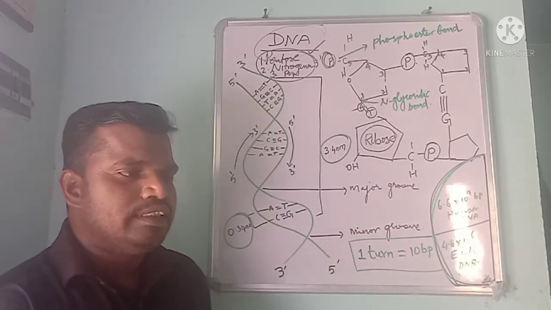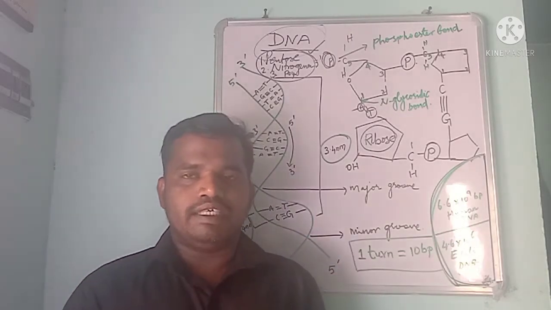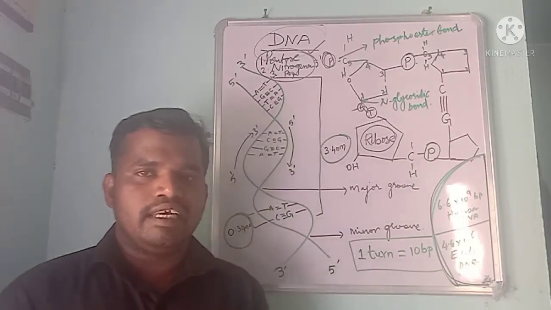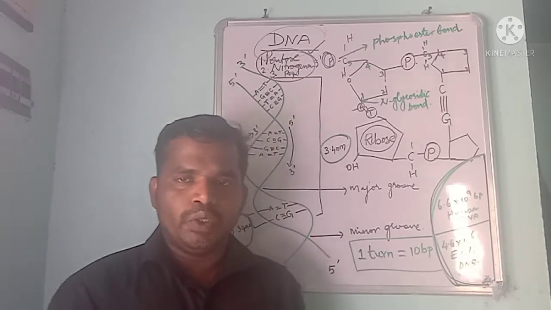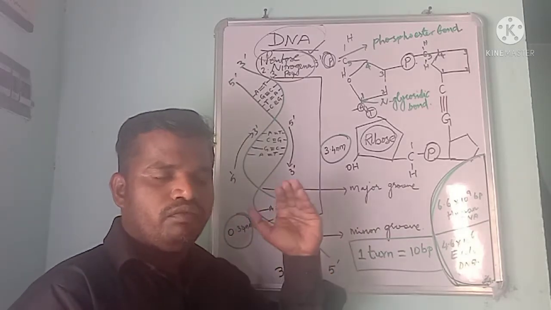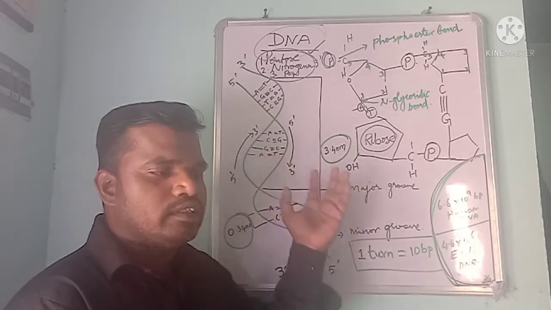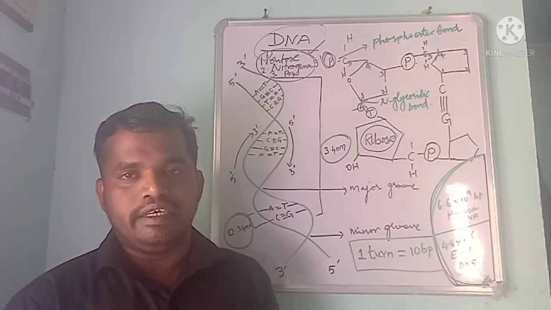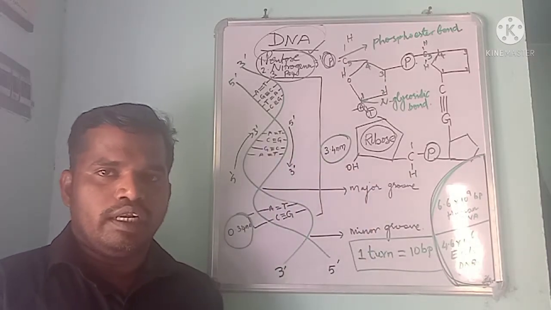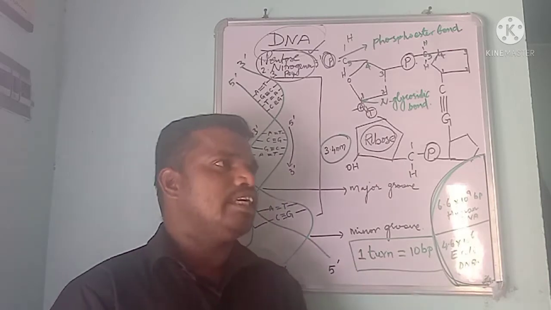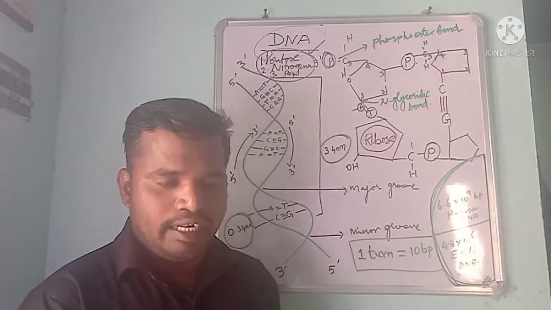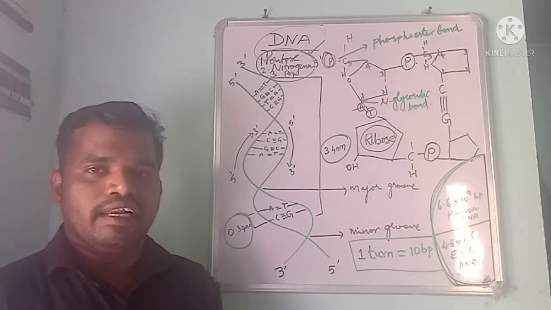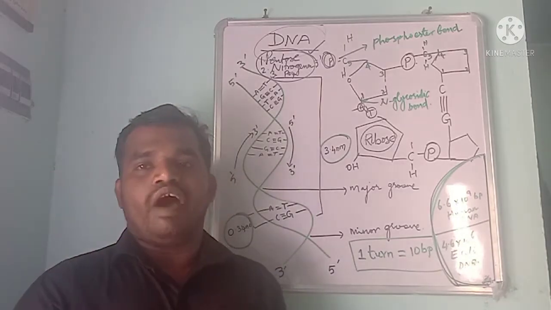So what is DNA? DNA is a polymer of nucleotides. The full form of DNA is deoxyribonucleic acid. It is not only DNA that is the genetic material; RNA is also a genetic material, present in viruses.